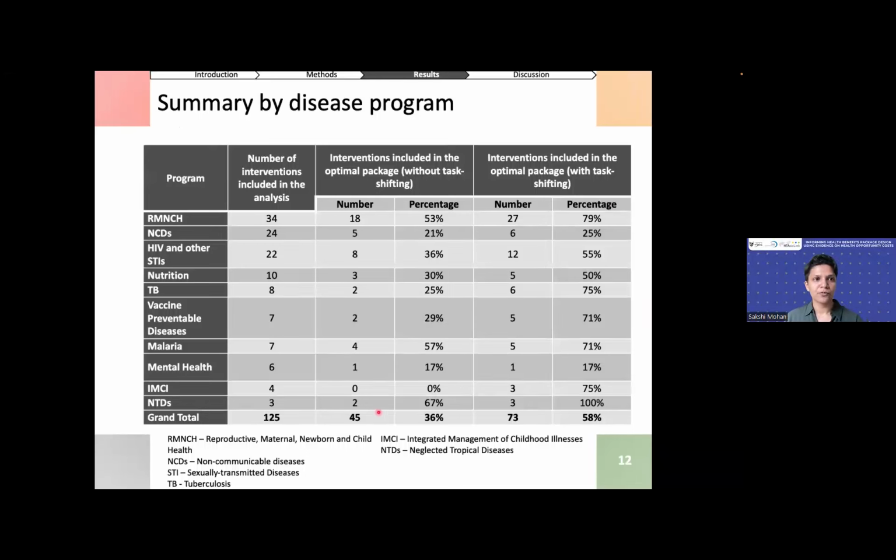So just because I wouldn't have time to go through the full list of interventions, I've just summarized what the composition of the package looks like. Most of the interventions in the package, as you can see, are very cost-effective RMNCH interventions, and then followed by HIV, NCDs, and then malaria.